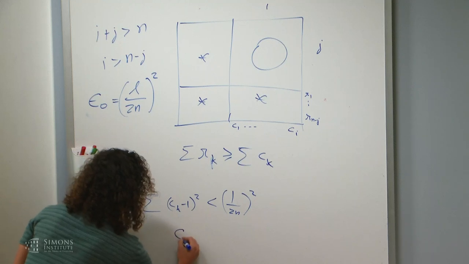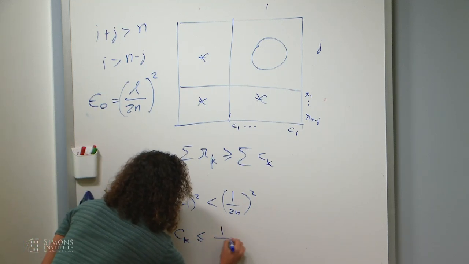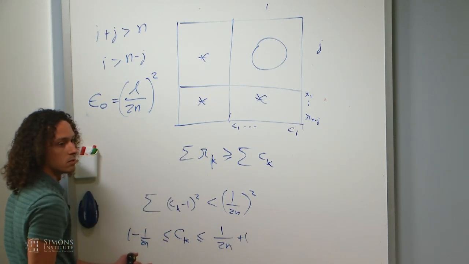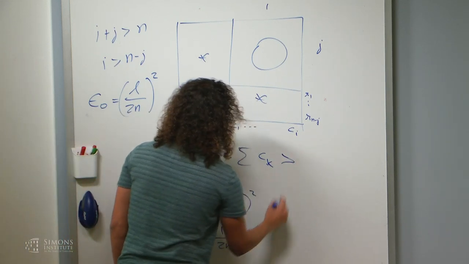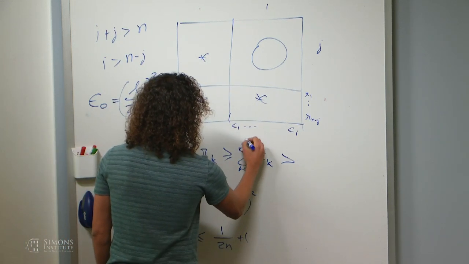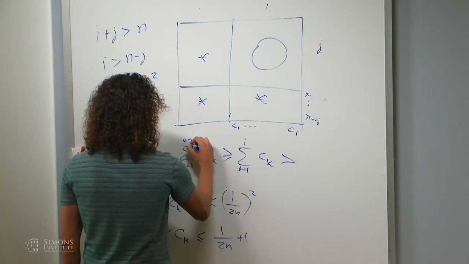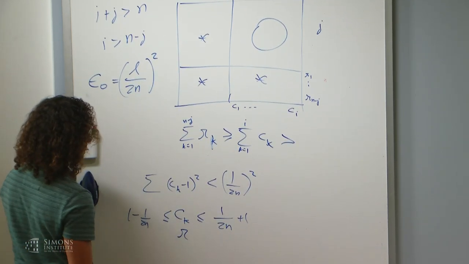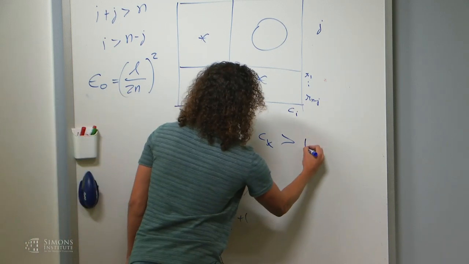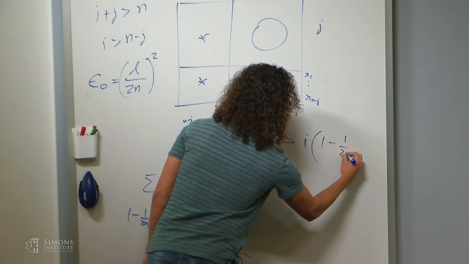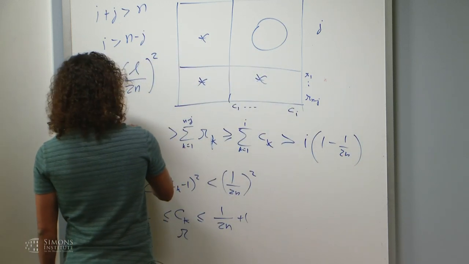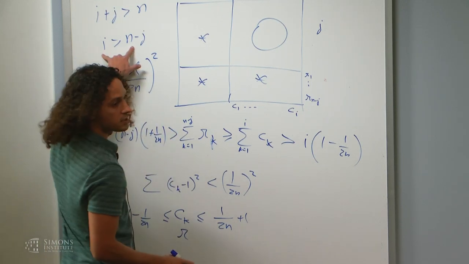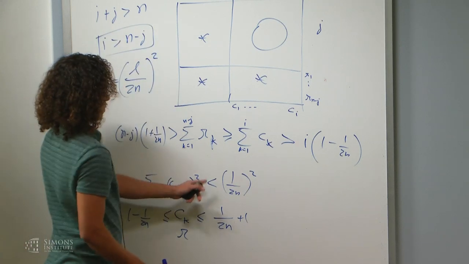Which means that all of your c_k's are between 1 minus 1 over 2n and 1 plus 1 over 2n. Remember, this is k equals 1 up to I, and this is k equals 1 up to n minus j. The same holds for the rows, so the rows are also in this range. So what does this mean? This is bigger than I times (1 minus 1 over 2n), and this is less than (n minus j) times (1 plus 1 over 2n). But since these are integers and you have this inequality, this cannot hold.